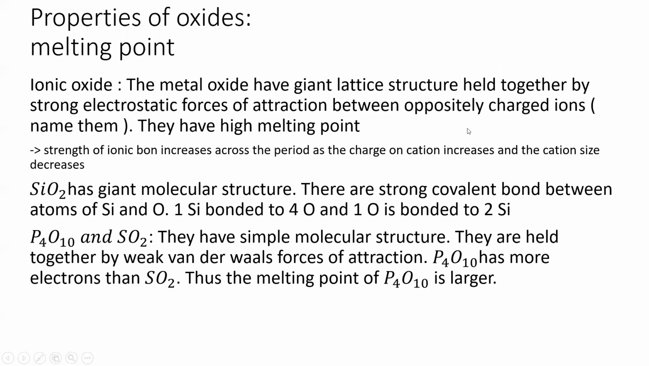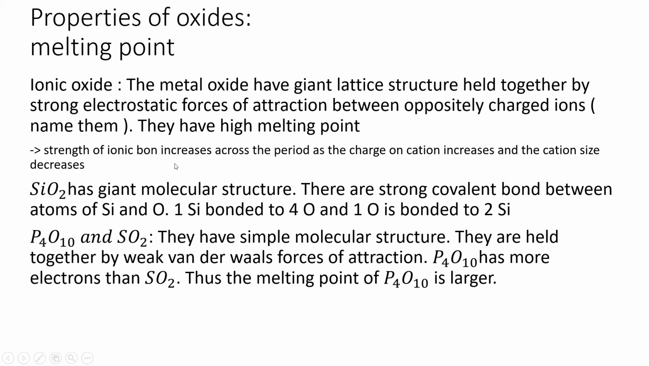Okay, so properties of oxides and melting point. Ionic oxides, we all know, have a giant lattice structure held together by strong electrostatic forces of attraction between oppositely charged ions. Instead of stating oppositely charged ions, it's much better to name them. You can write Na+ and O2-, or Mg2+ and O2-, and they have a high melting point.